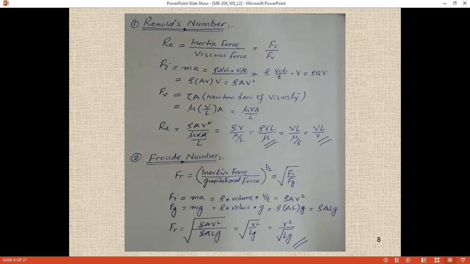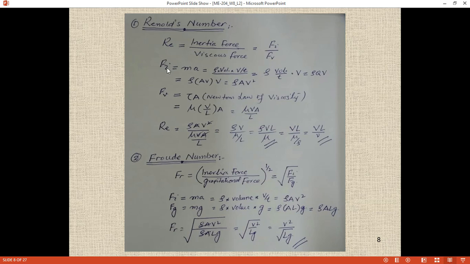So we know that the inertia force is equal to ma. The mass of a fluid is density times volume, multiplied by acceleration. What is acceleration? Velocity over time. So this is the density, and we take this t under the volume, so it becomes the volume flow rate, that is Q. So this will become the volume flow rate and the velocity will remain here. You see, volume over time is equal to the volume flow rate, and V is the velocity.